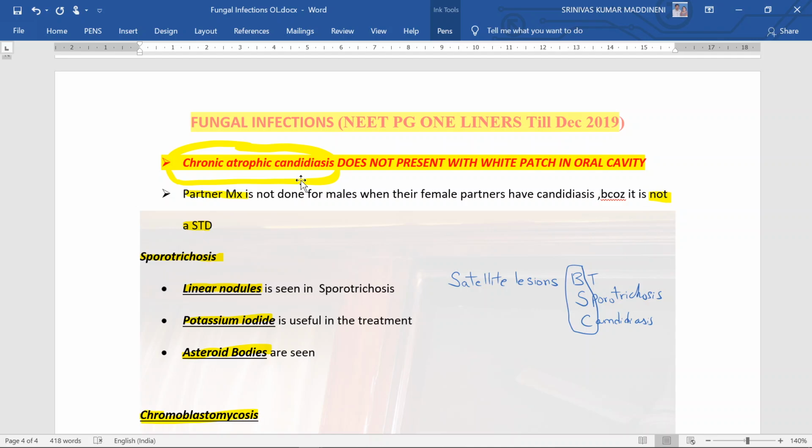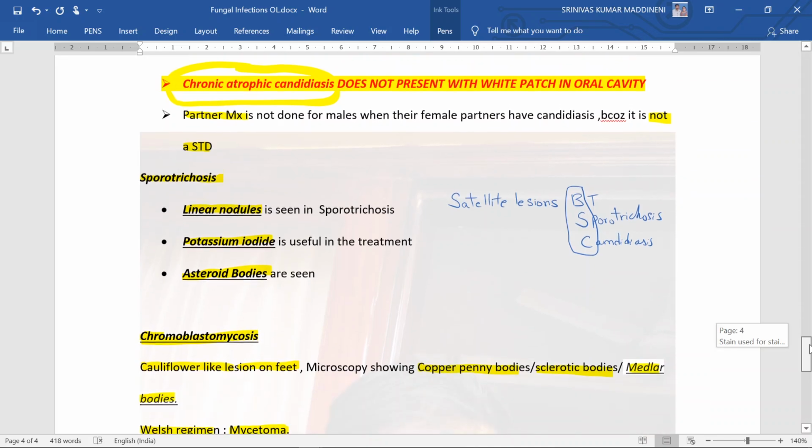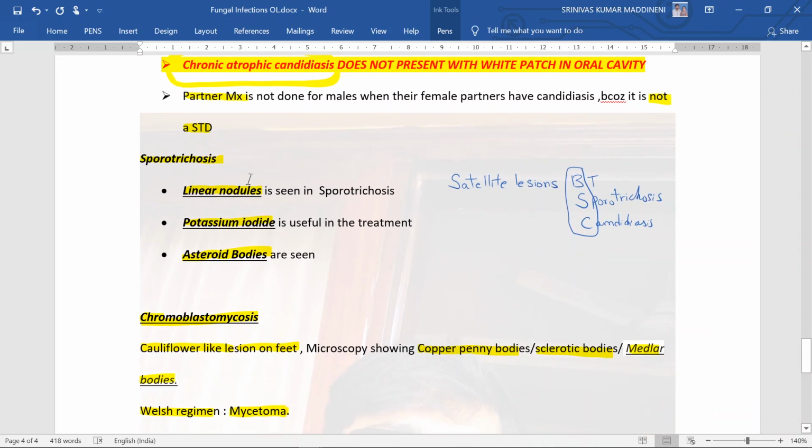And coming to the topic of sporotrichosis, in a clear case they will give you a history of a person who is living in Himachal Pradesh who came with a thorn prick followed by linear nodules appearing over the lower limb, or it can also be the upper limb. The linearity is because the infection follows lymphatics. Here the treatment is potassium iodide and in biopsy you can find asteroid bodies.